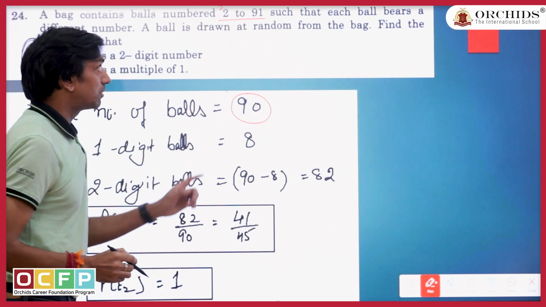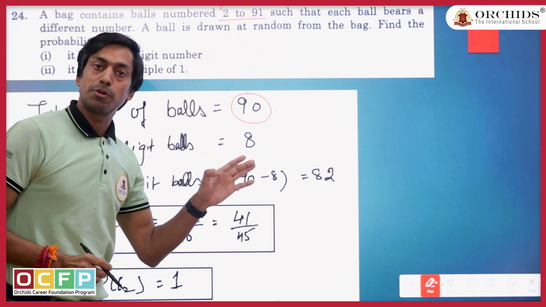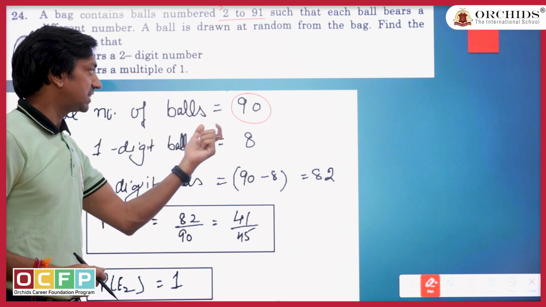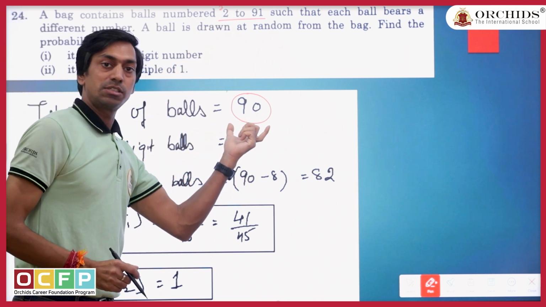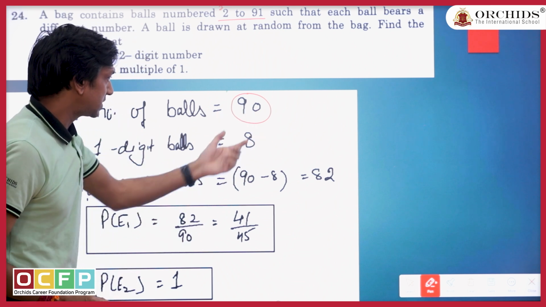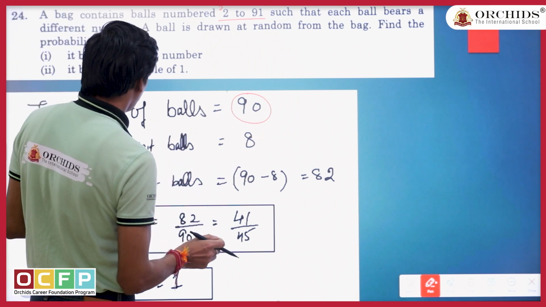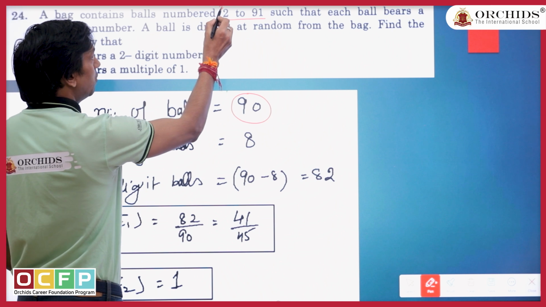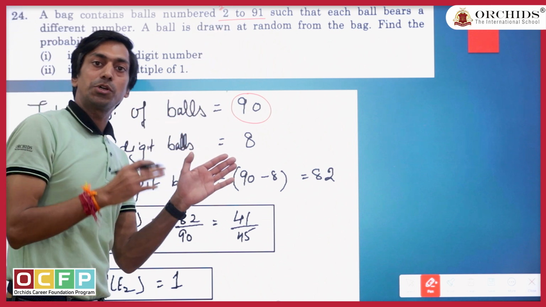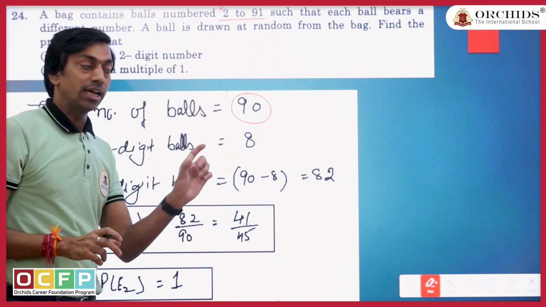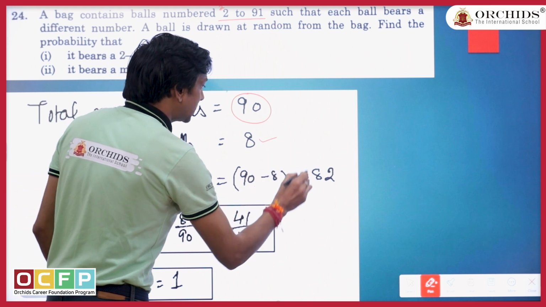Only 90 balls are there. Why? Because 91 is counted from the first, but the first number is missing. So the total number of balls numbered with these unique numbers is 90. But when I look at the one digit numbers, again 1 is missing. So if the count is 1 to 91, the total one digit numbers would be 9, but 1 is missing, therefore one digit numbers will be 8.